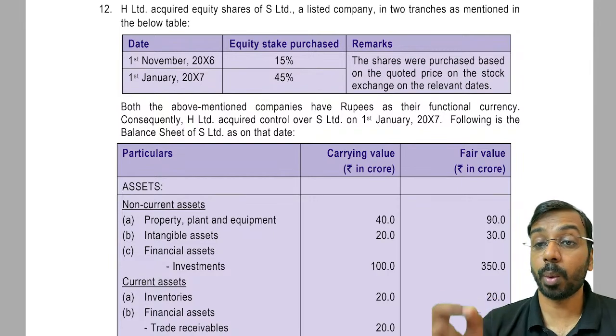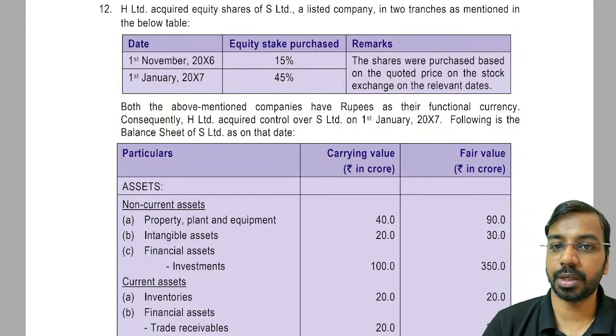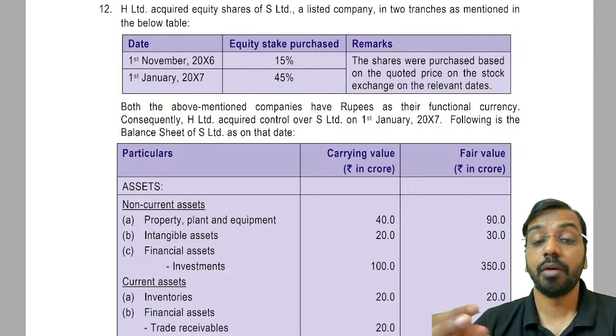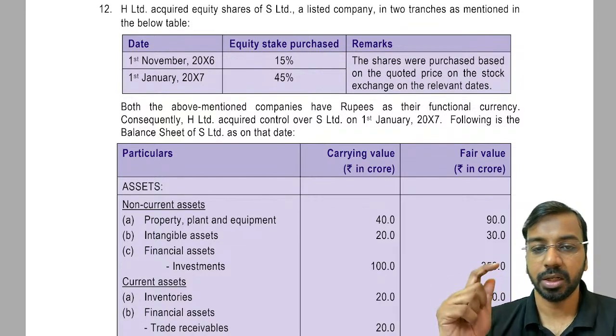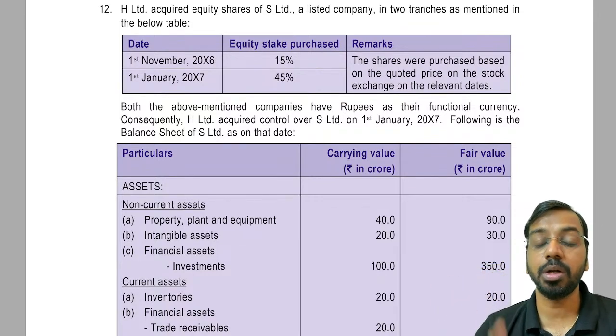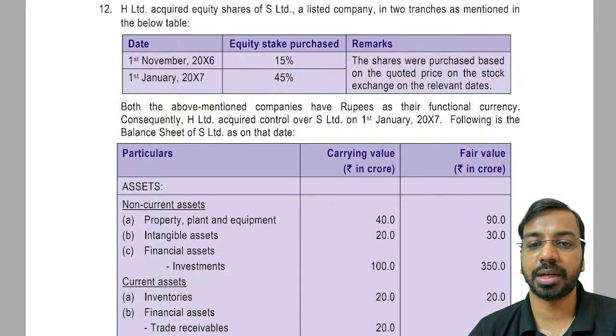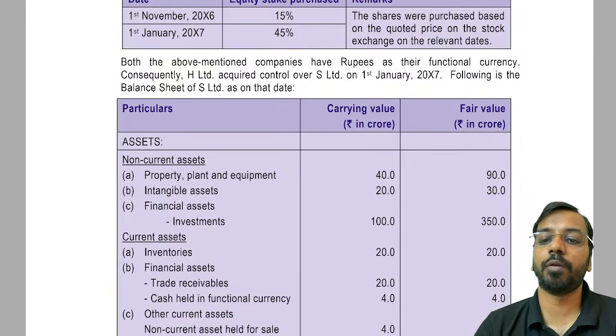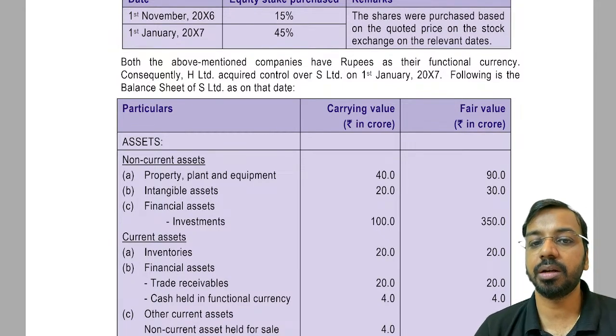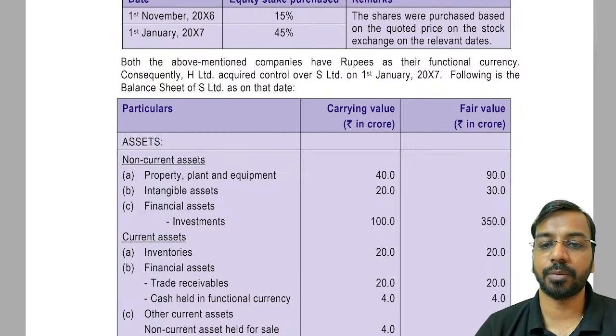Now, first they have acquired 15%, then they have acquired 45%. For 15% you don't get control, for 45% you get control, right? So acquisition date accounting will happen on 1st of January only. Both the above mentioned companies have rupees as their functional currency. H Limited acquired control over S Limited on 1st of January, as can be seen here, following the balance sheet on the date of acquisition.